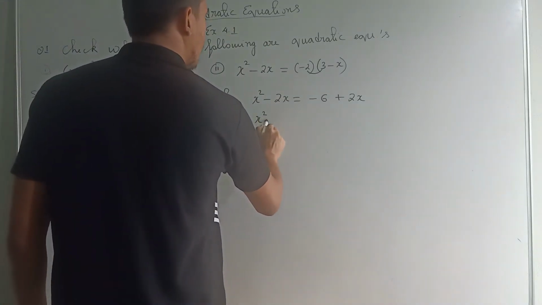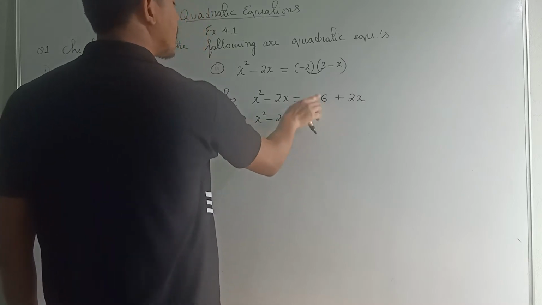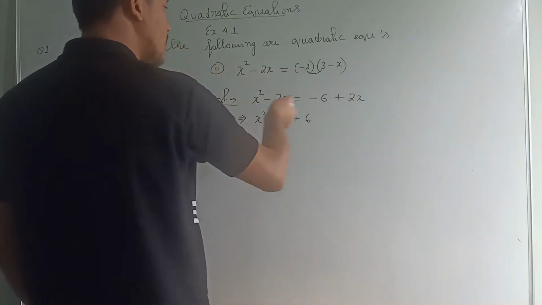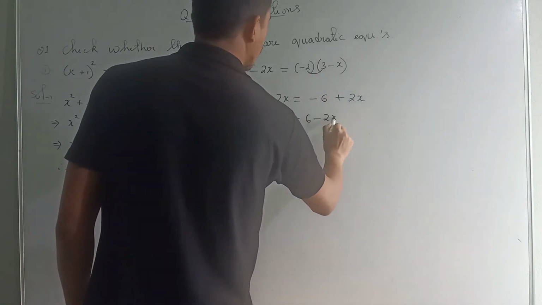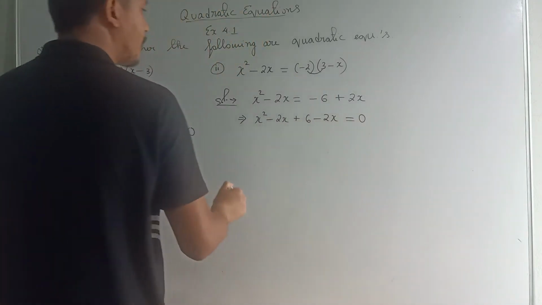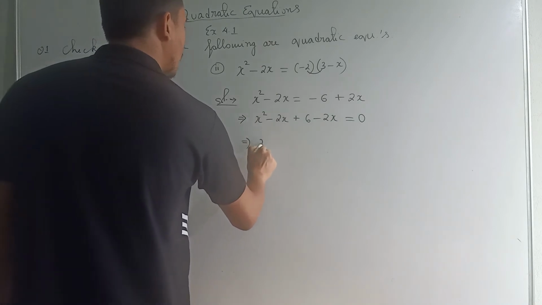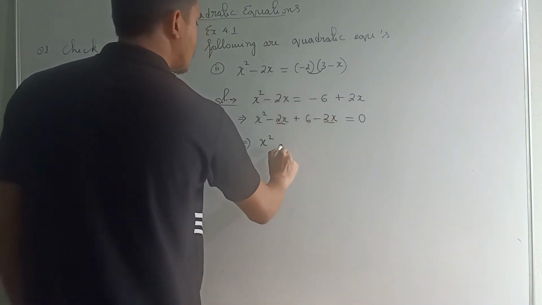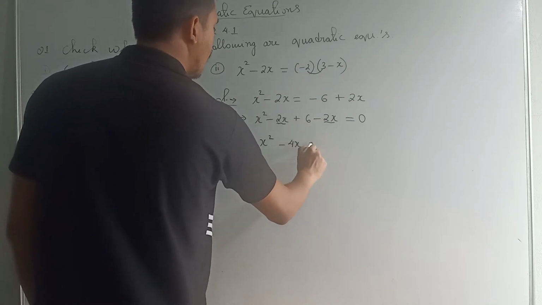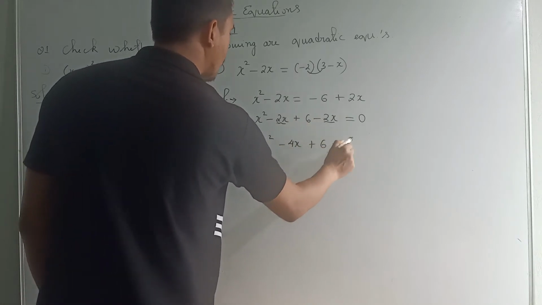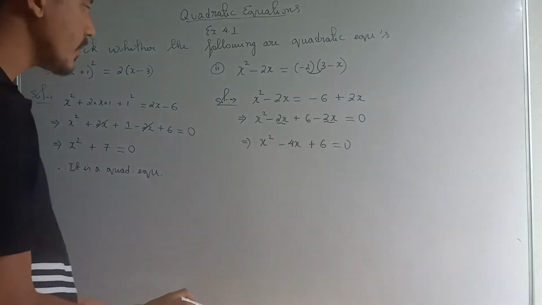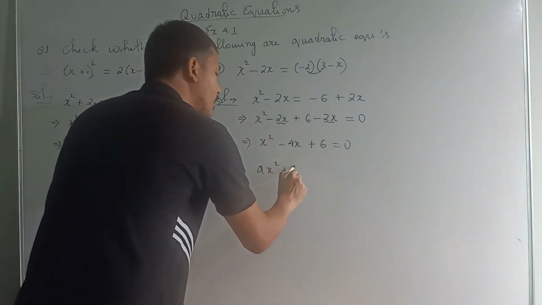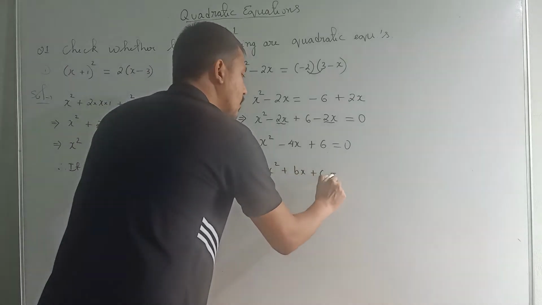Then x squared minus 2x minus 6 gets transposed as plus 6, and plus 2x gets transposed as minus 2x, and then equal to 0. So we have here x squared minus 2x gives you minus 4x and then plus 6 equal to 0. Clearly, this equation is in the form ax squared plus bx plus c equal to 0.